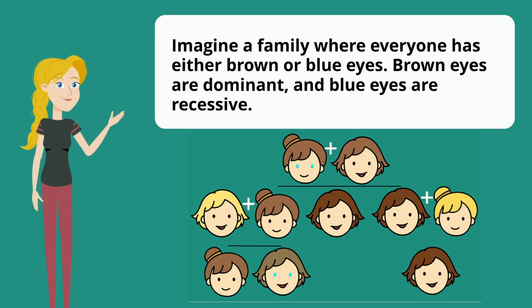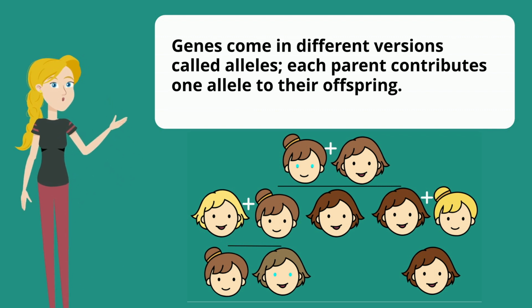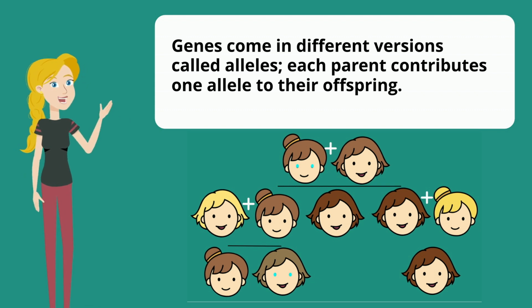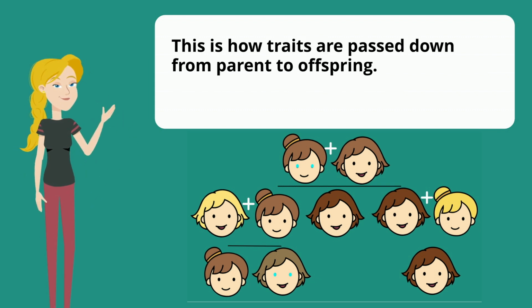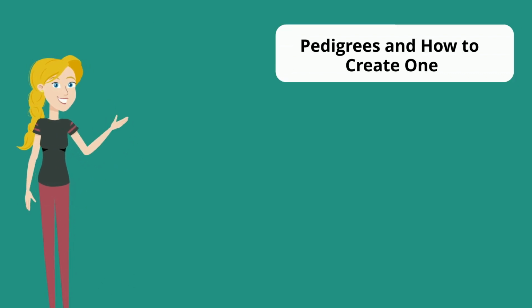Imagine a family where everyone has either brown or blue eyes. Brown eyes are dominant and blue eyes are recessive. Genes come in different versions called alleles, and each parent contributes one allele to their offspring. This is how traits are passed down from parent to offspring.